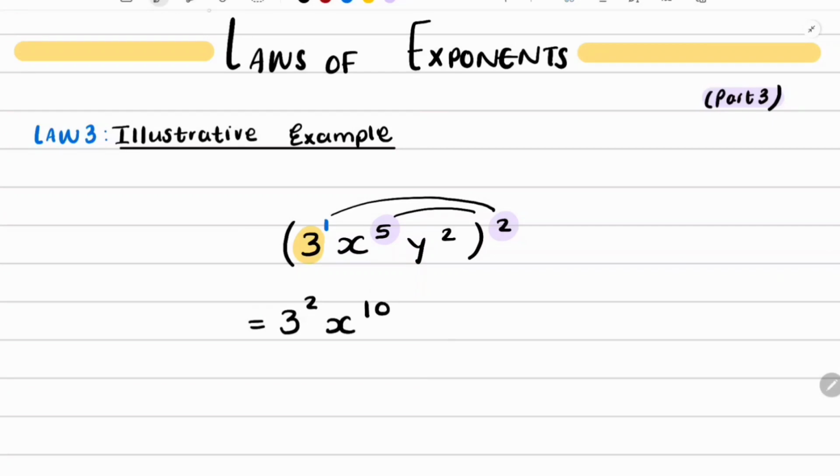Then we have the y. The y has an exponent of 2. That exponent is going to multiply with that exponent. So we have y to the power of 2 times 2, which is 4.